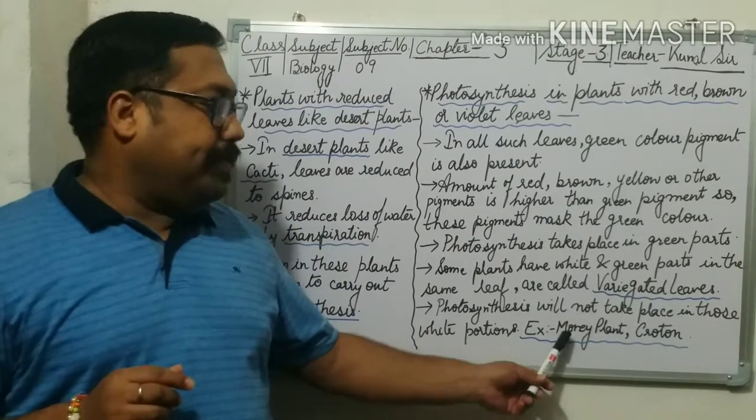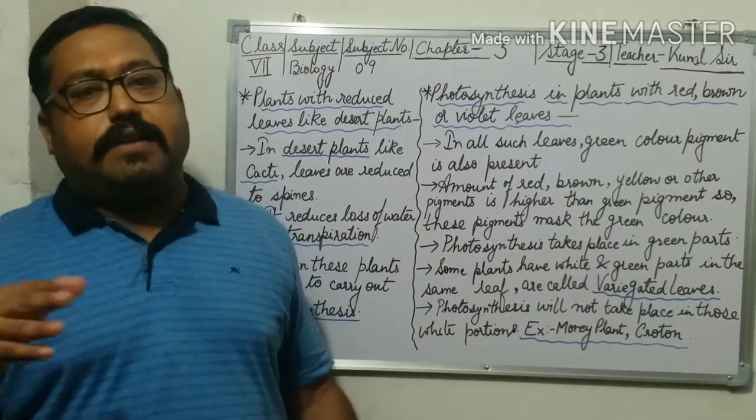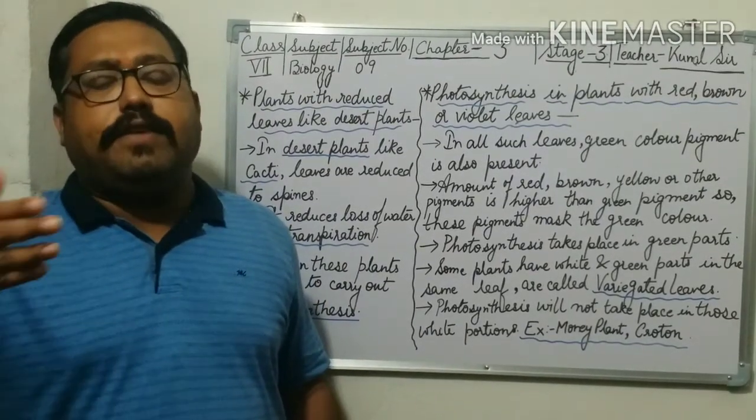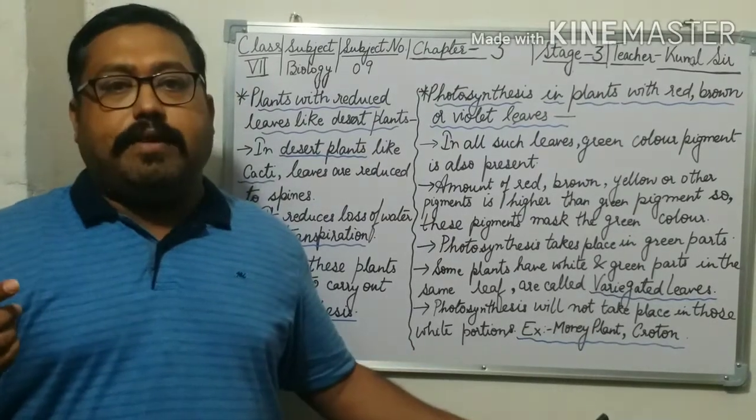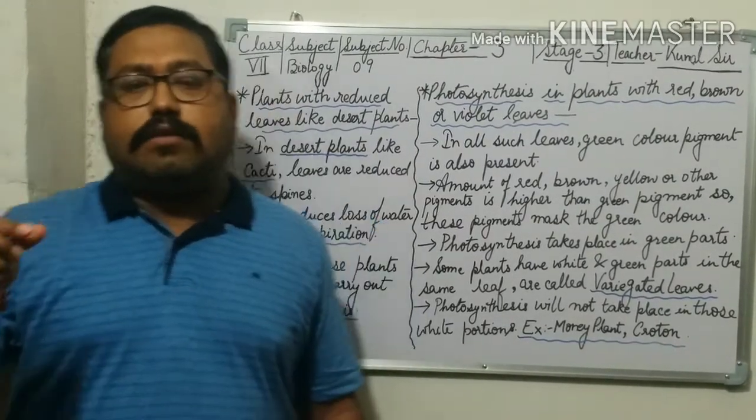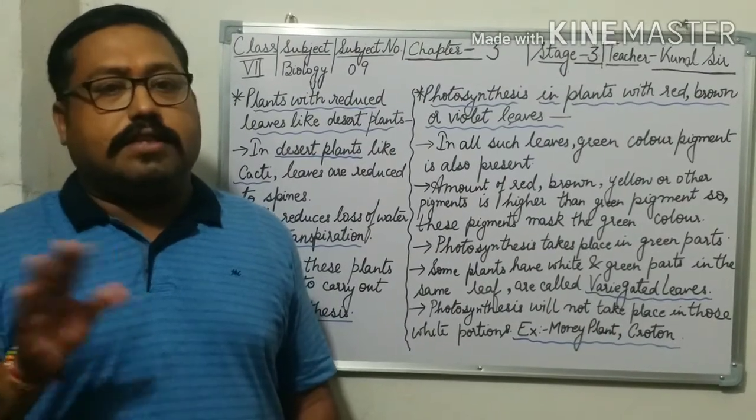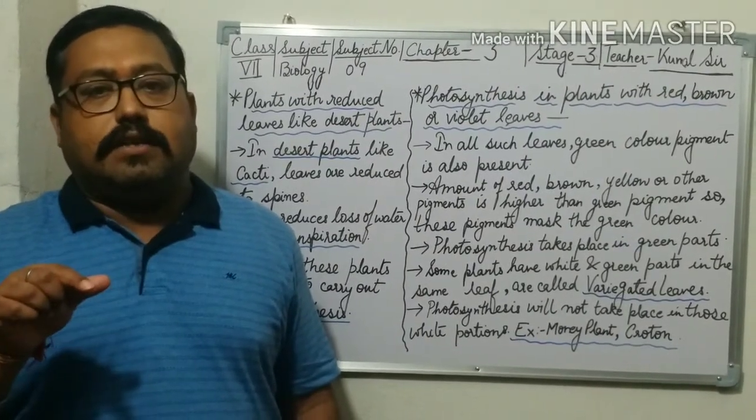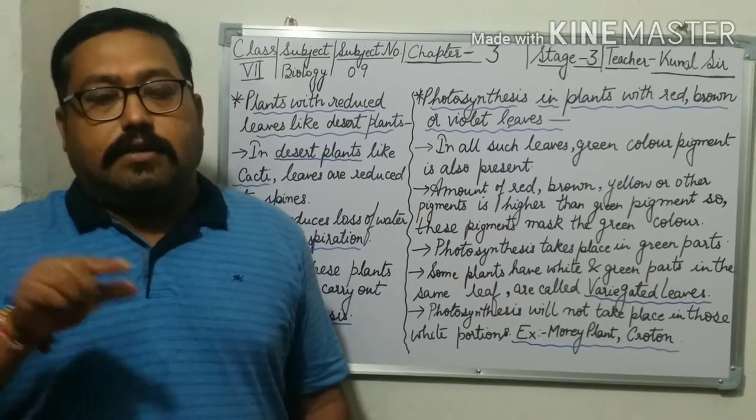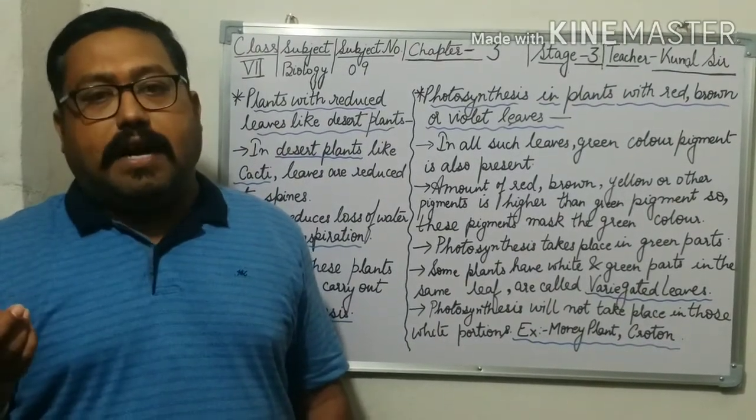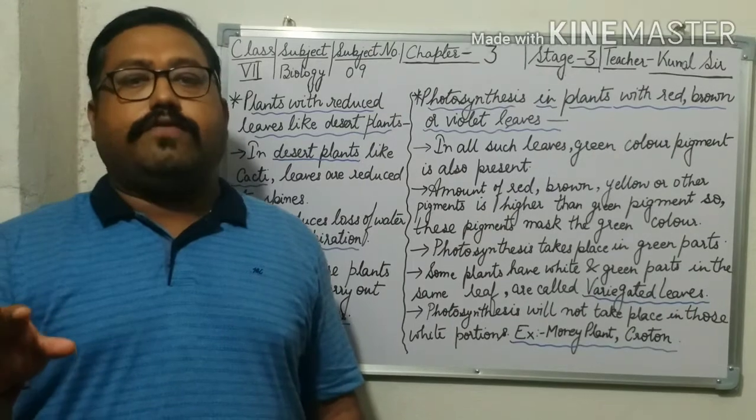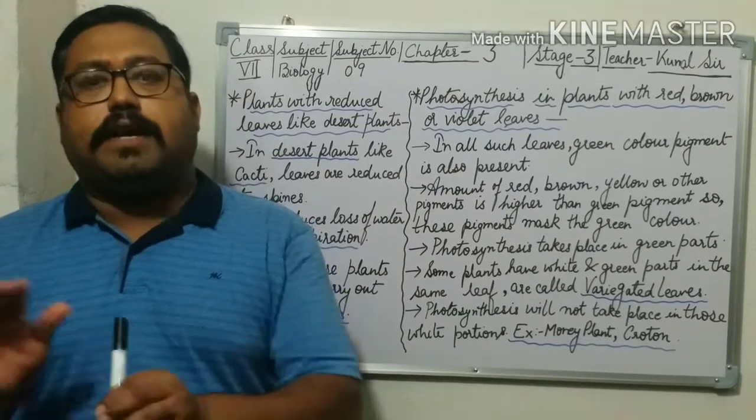You can very well remember the money plant. Money plant is normally available in every house. So you can remember that white color is also available in the leaves of these types of plants. So the photosynthesis process will not happen in those parts of the plants. The part which has a green color, the photosynthesis process will happen only in that part.